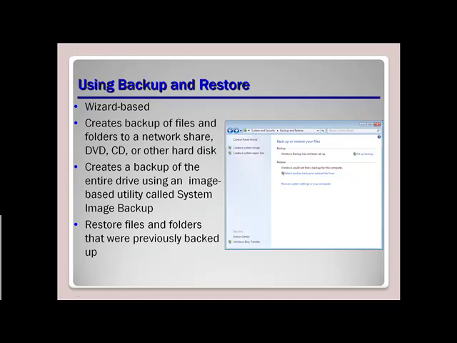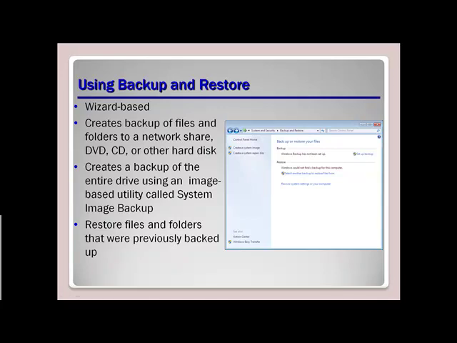Now, one of those tools is the Backup and Restore feature. It is a wizard-based restore feature. It enables users to easily set up a repeating regimen of backup jobs. And how do you get to that? Well, you go into the Control Panel under System and Security and Backup and Restore. Once you launch that, then the Backup and Restore window will open.